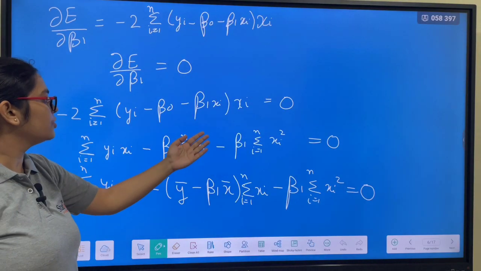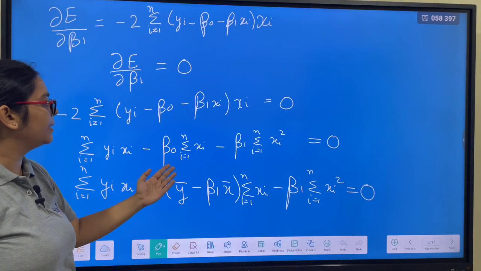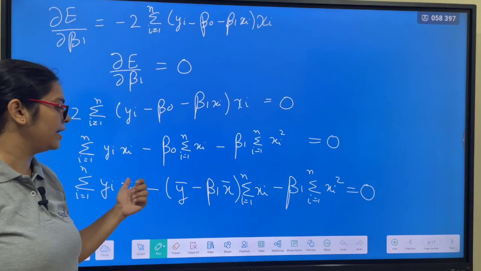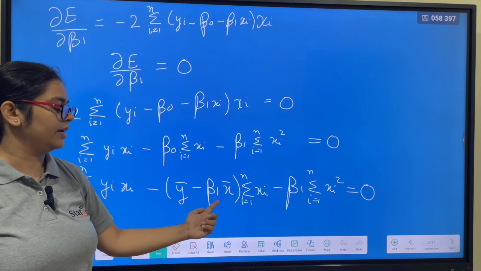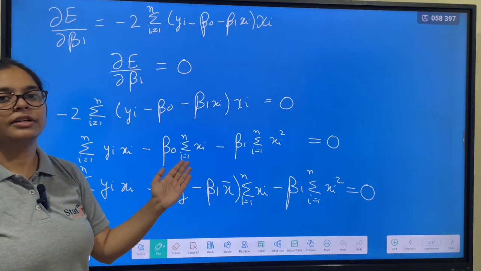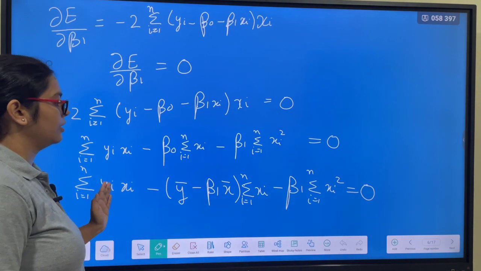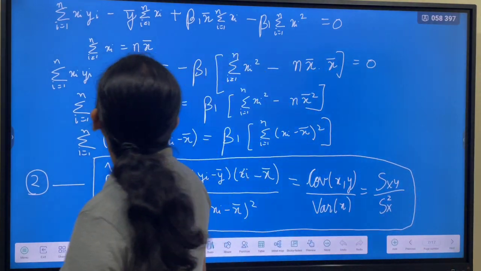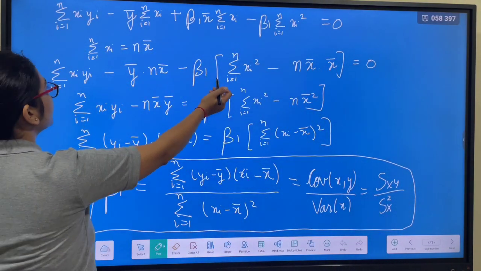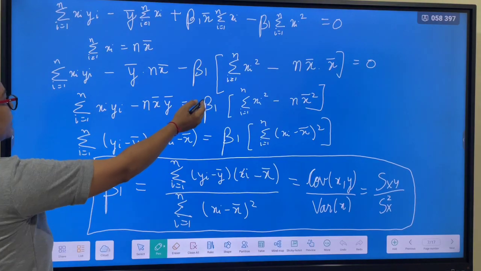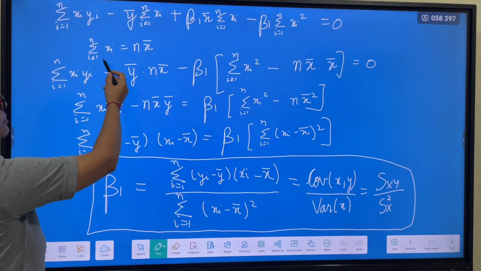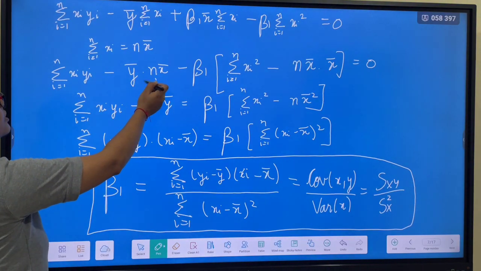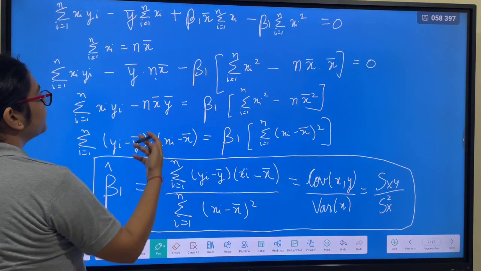By putting it equal to 0 and taking the value of beta naught from equation 1, which we have calculated as y bar minus beta 1 x bar, we will take all the beta 1 terms on one side and the rest of the terms on the other side. So taking them on one side each, we will get this. We know that summation i goes from 1 to n xi is n x bar. So we have replaced here n x bar.